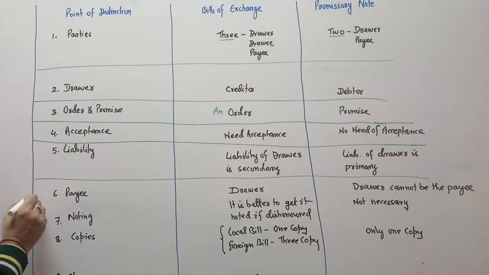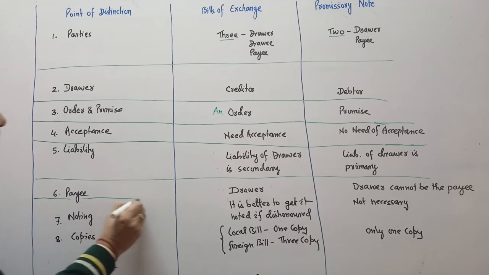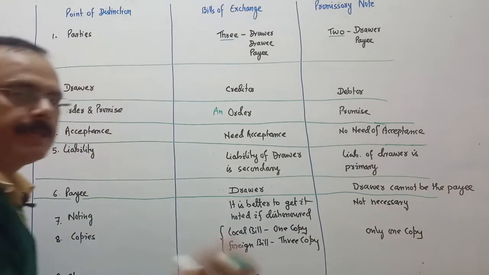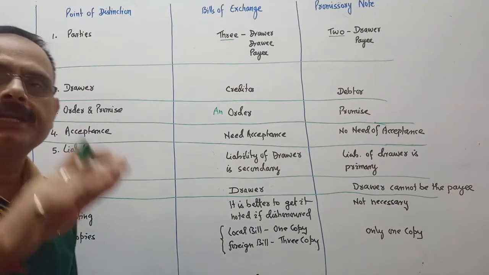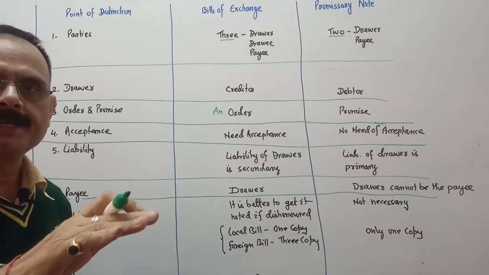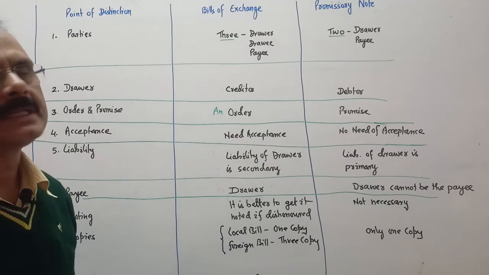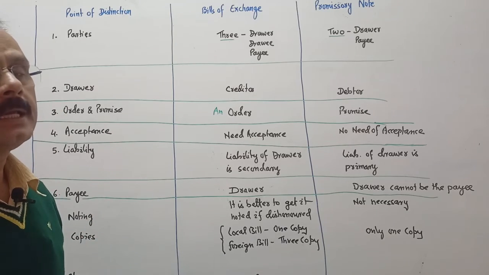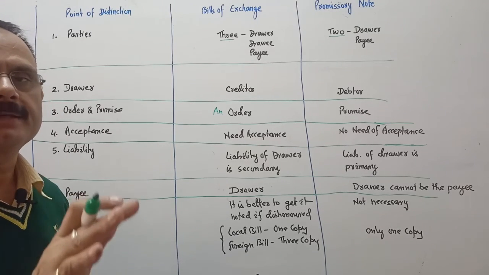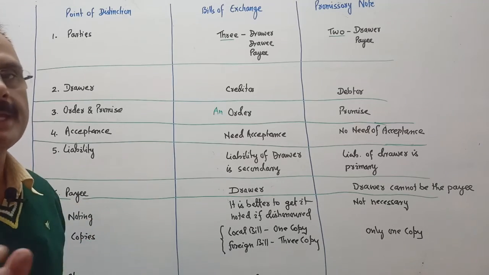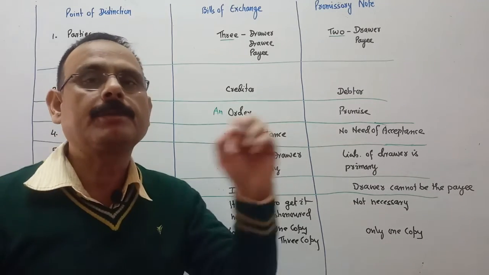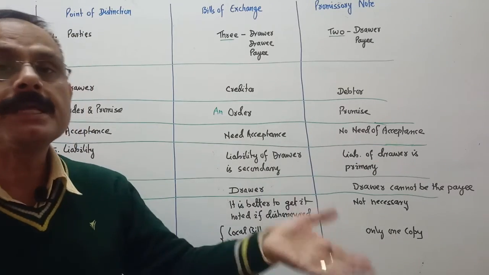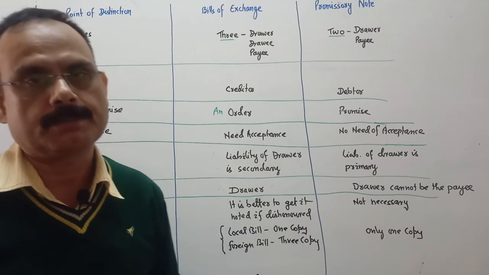Next is payee. Who will be the payee of the bill? In the case of bills of exchange, the drawer may be the payee if the bill is in the hand of the drawer till the due date. Then the drawer will be the payee, because the drawer will receive the amount. But in promissory notes, under no case will the drawer be the payee, because he is the customer who has purchased the goods. He will not receive the amount of the bill.